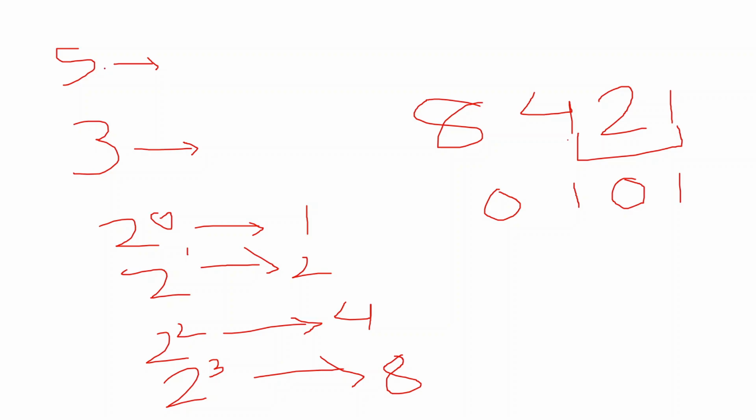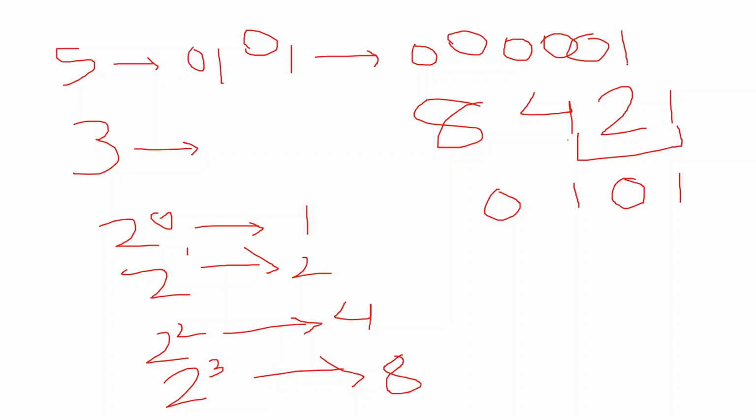So the binary value for 5 is 0, 1, 0, 1. If we consider an 8-bit value, then it's 4 digits only, right? So the rest 4 digits will be 0, 0, 0, 0. So the first 4 digits will be 0, 0, 0, 0, and then it will be 0, 1, 0, 1.